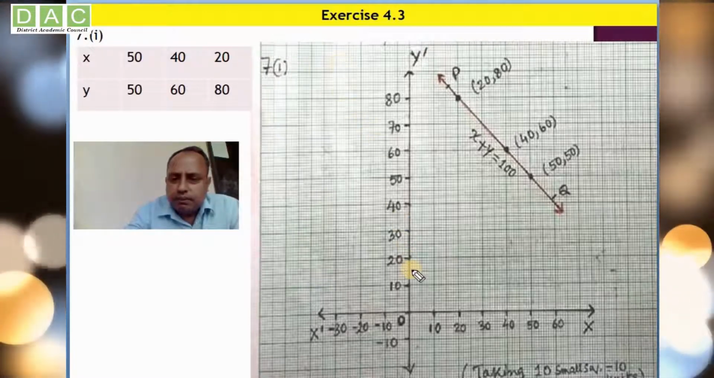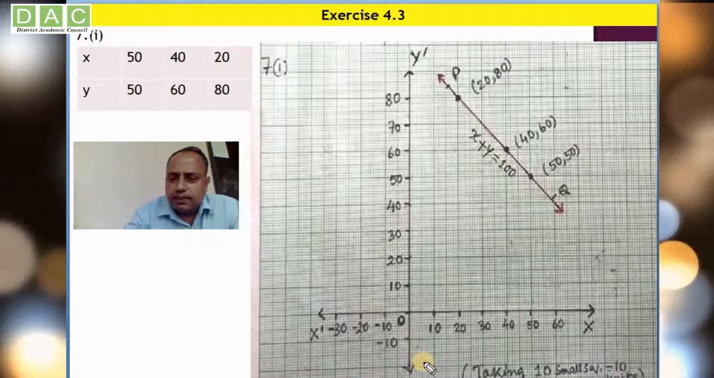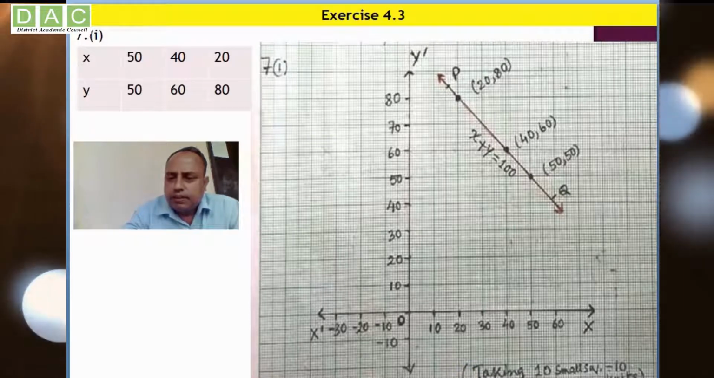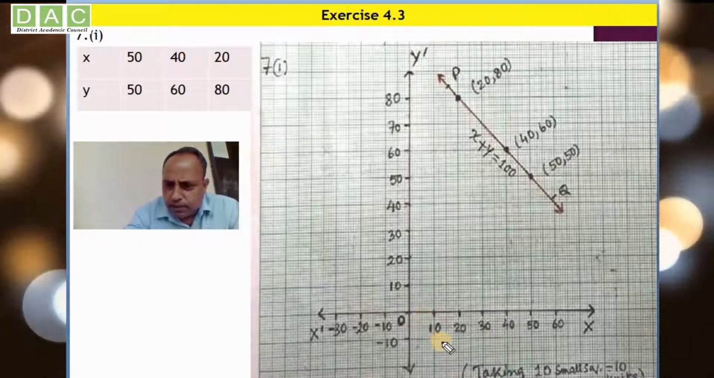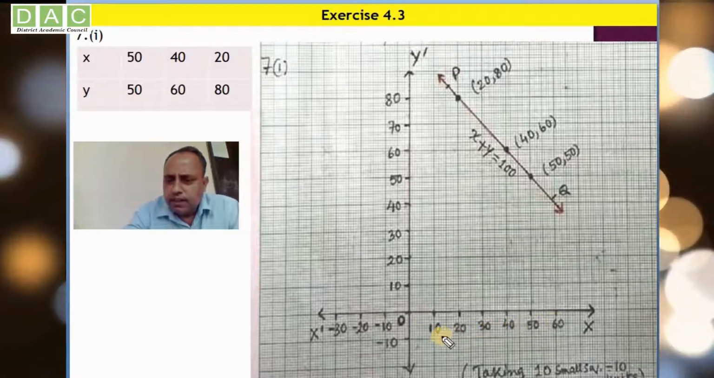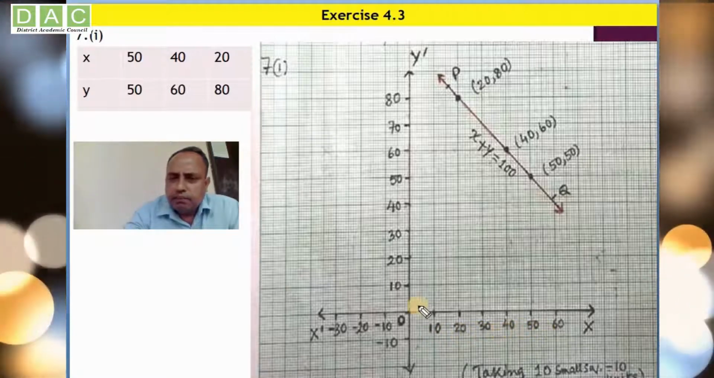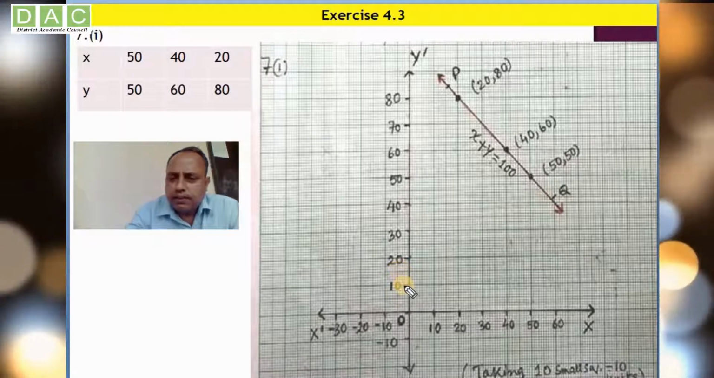On graph paper we will first draw the x-axis and y-axis, as you already learned. Taking 10 small squares equal to 10 units, 10 plus 10, 20, 30, 40, in this way. After every 10 small squares we add 10 more. In both axes we will draw like this, taking 10 small squares equal to 10 units.